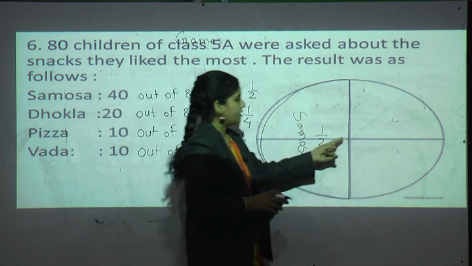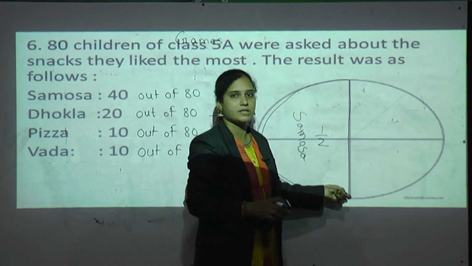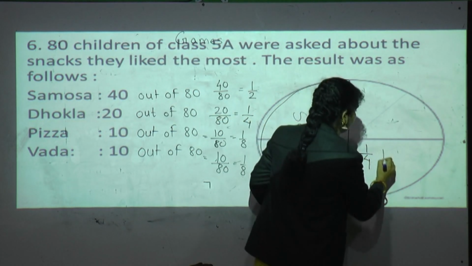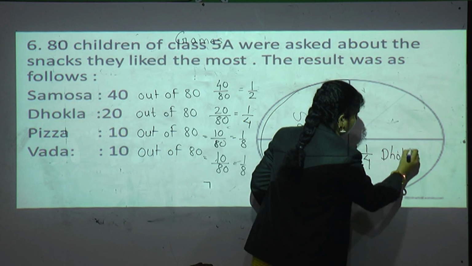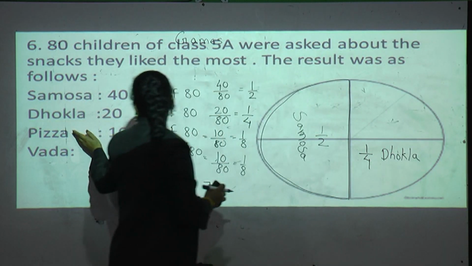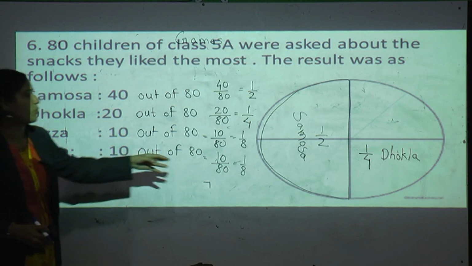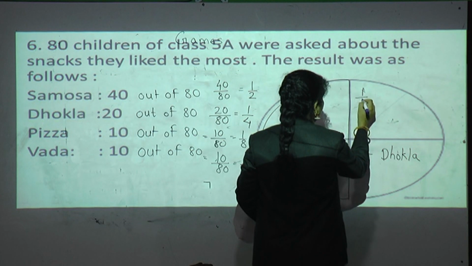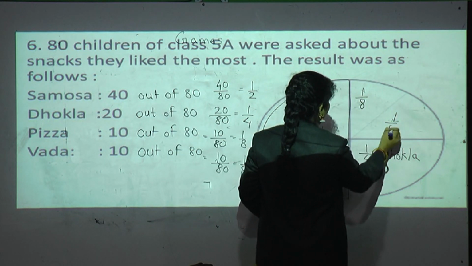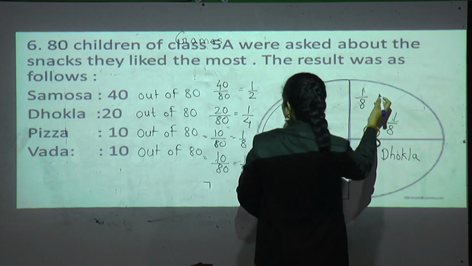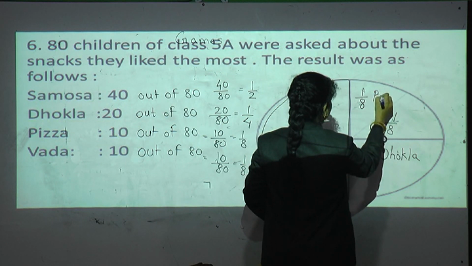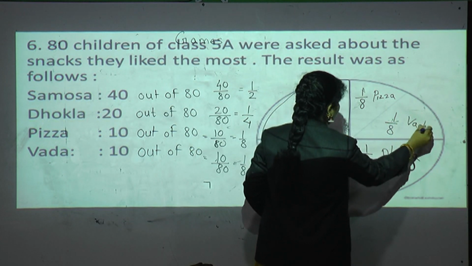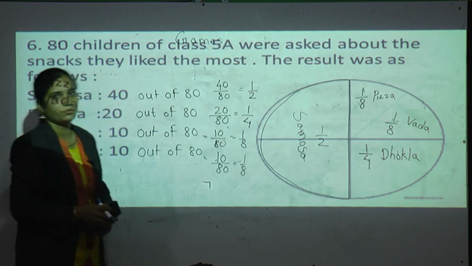Now dhokla, 1/4 of the circle. Here this is the 1/4 of the circle. So just write 1/4 dhokla. And now the remaining two, pizza and vada, have 1/8, 1/8 similarly. So just write 1/8, 1/8. That means here pizza and here also vada. Okay students, did all of you understand?